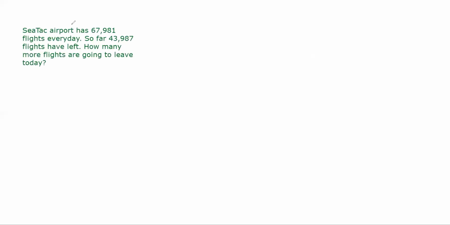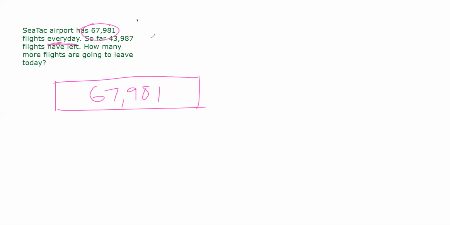So our first story says the SeaTac Airport has 67,981 flights every day. So far, 43,987 flights have left. How many more flights are going to leave today? So let's first start to think about what we're noticing here. I am a big fan of modeling this out. Every day it's this many. This is the total amount every day of flights.